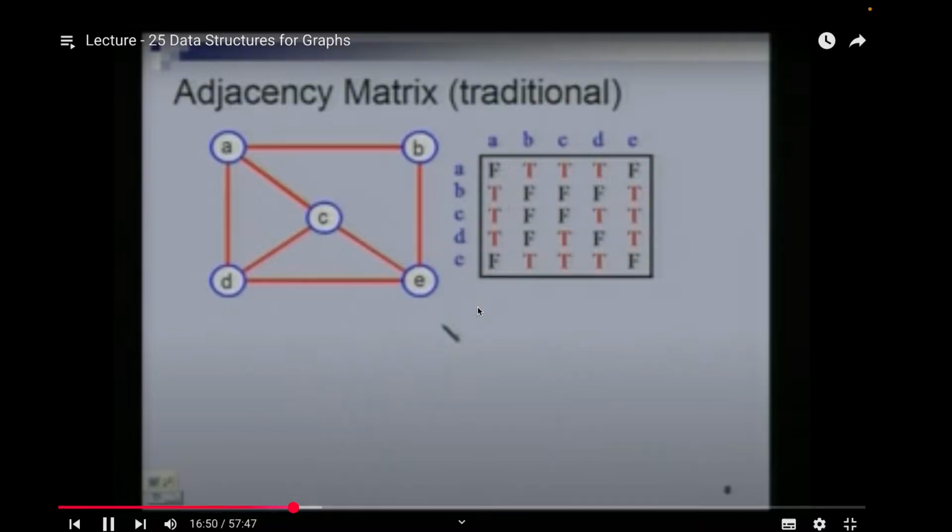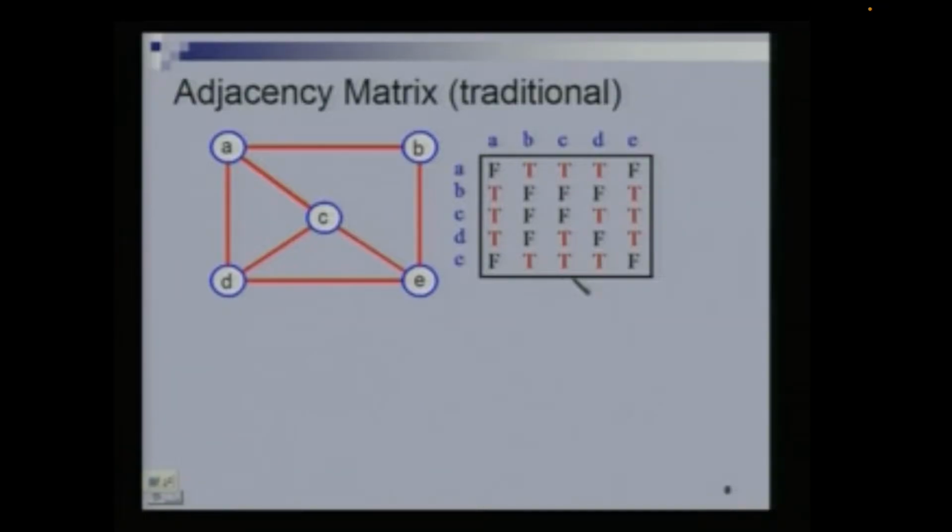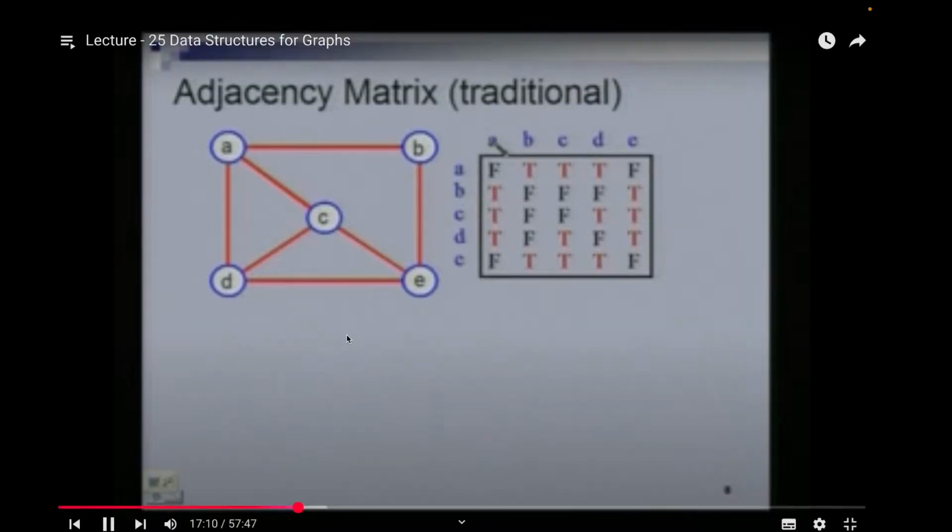What can you say about this matrix? What property does it have? It's symmetric. If it's an undirected graph, it would be symmetric. If it's a directed graph, it need not be symmetric. Right? In a directed graph, you can have it that this would be 1 if there is an edge from B to A, or you can have it the other way around, depending upon what you like. You can keep it any way you like.